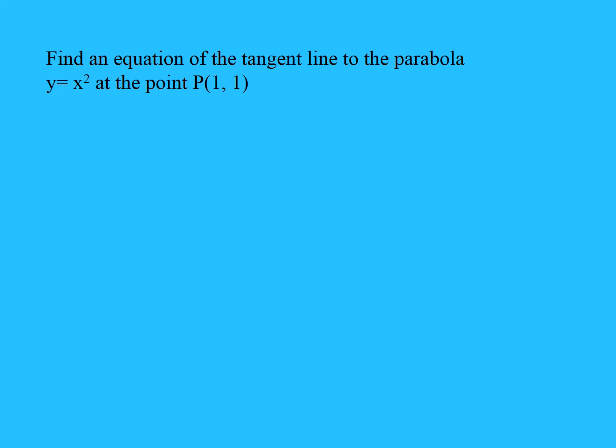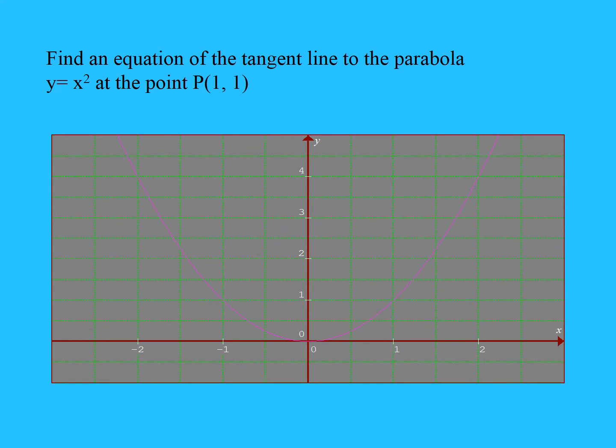Now let's take a look at this question. Find an equation of the tangent line to the parabola y equals x squared at the point (1, 1). So here's our graph of the parabola y equals x squared, and we're looking at finding the slope of this tangent line at the point (1, 1).